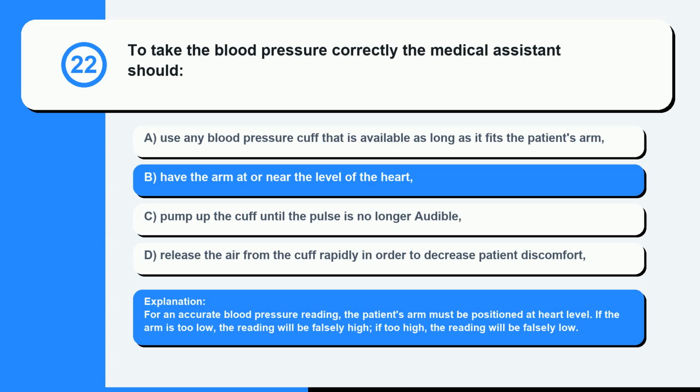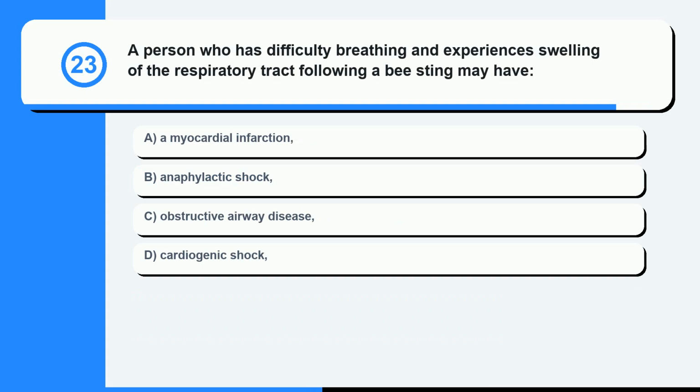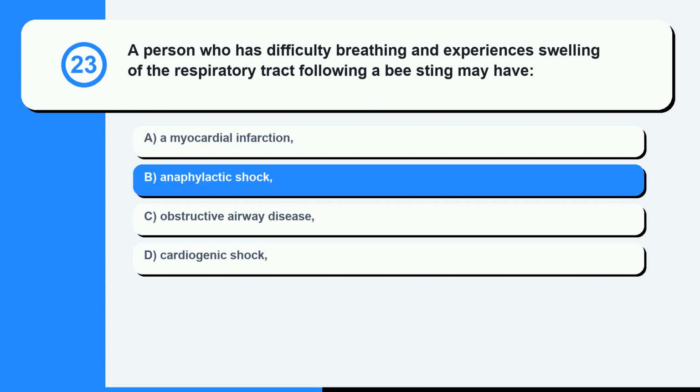Question 22. To take the blood pressure correctly, the medical assistant should A. Use any blood pressure cuff that is available as long as it fits the patient's arm. B. Have the arm at or near the level of the heart. C. Pump up the cuff until the pulse is no longer audible. Or D. Release the air from the cuff rapidly in order to decrease patient discomfort.